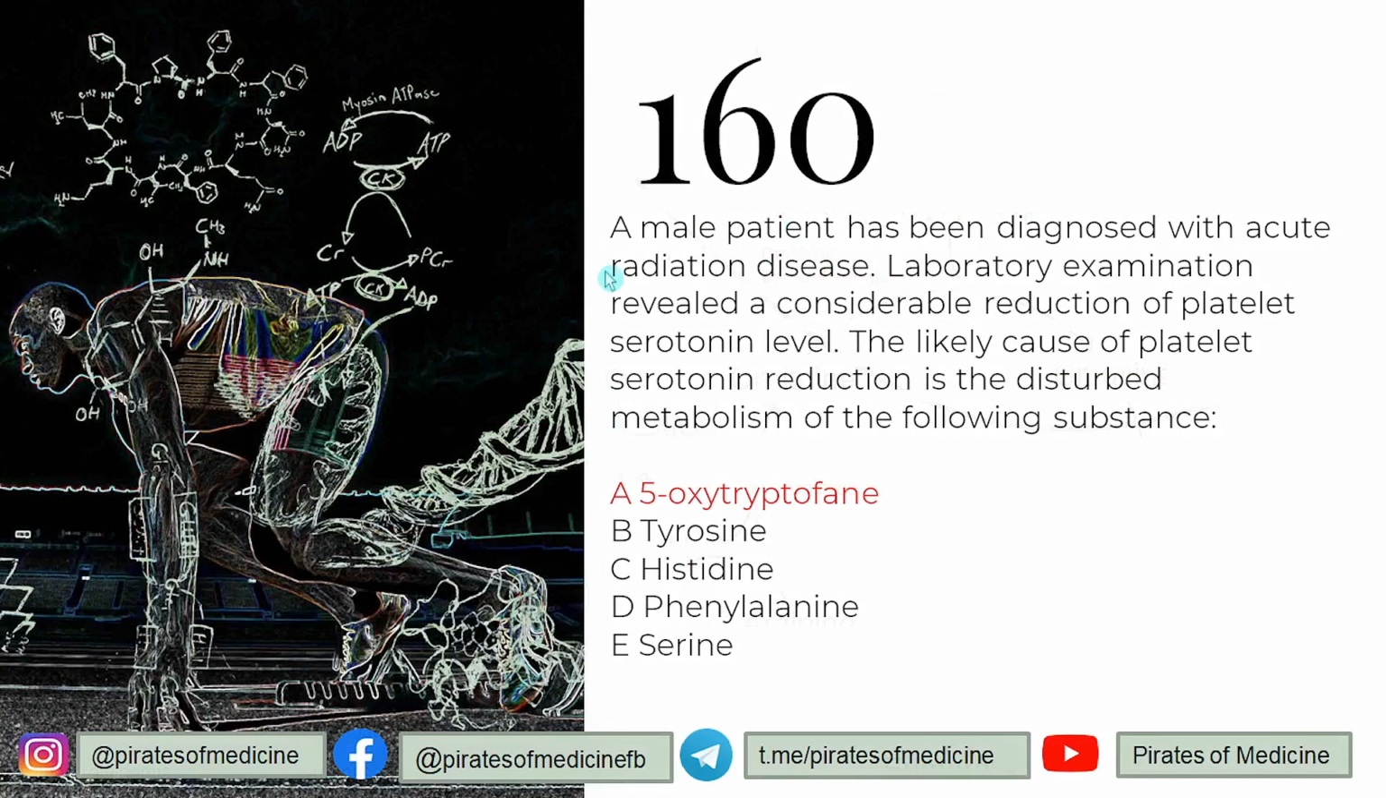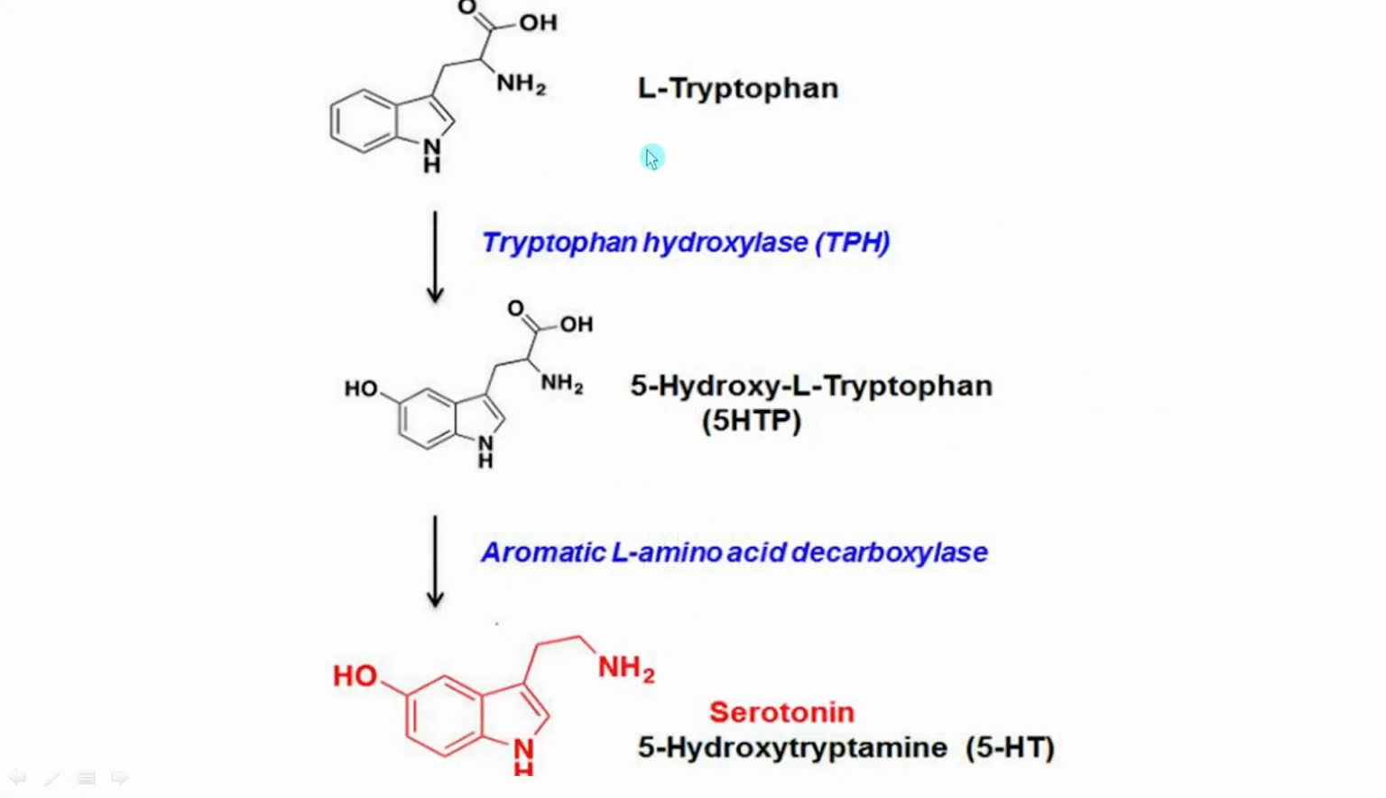160. A male patient has been diagnosed with acute radiation disease. Lab exam revealed a considerable reduction of platelet serotonin level. The likely cause of disturbed serotonin reduction is the disturbed metabolism of the following substance. If you remember, serotonin is produced from the amino acid tryptophan. Tryptophan is converted into 5-hydroxytryptophan with the help of the enzyme tryptophan hydroxylase, which is further converted into serotonin with the help of the enzyme aromatic amino acid decarboxylase. So, serotonin is directly converted from 5-hydroxytryptophan, which is the answer over here.